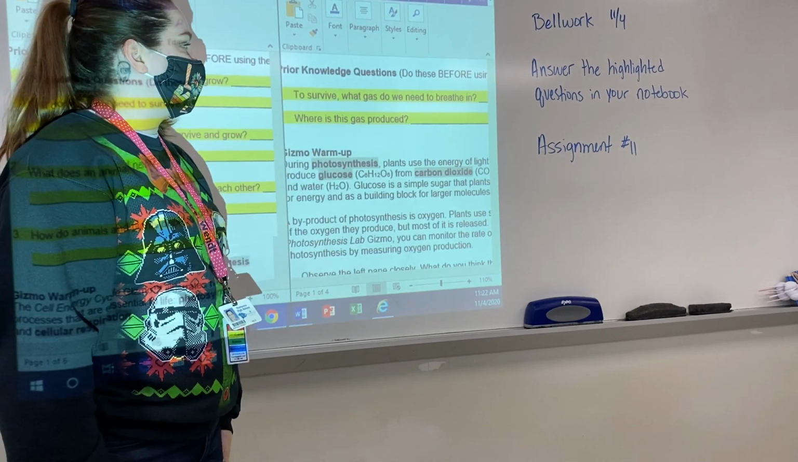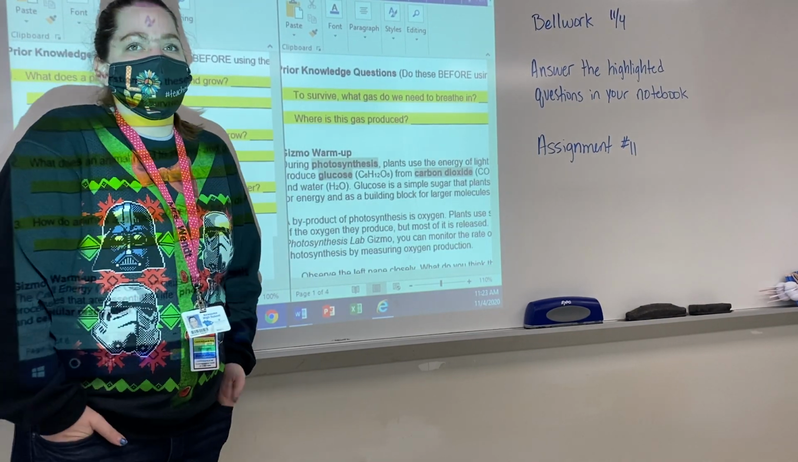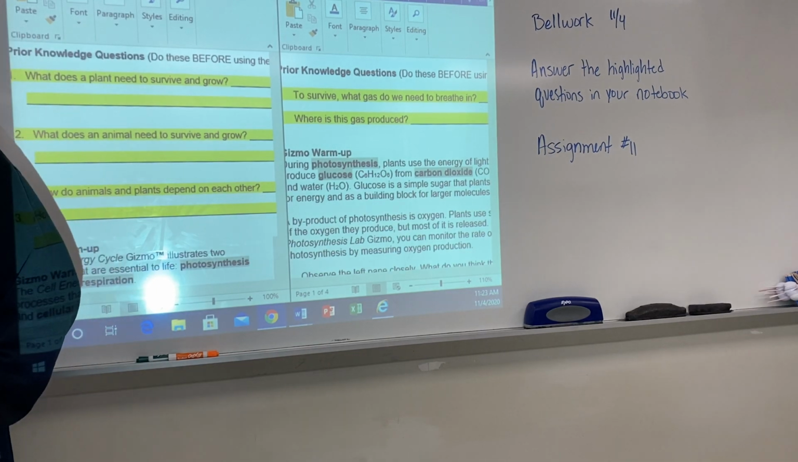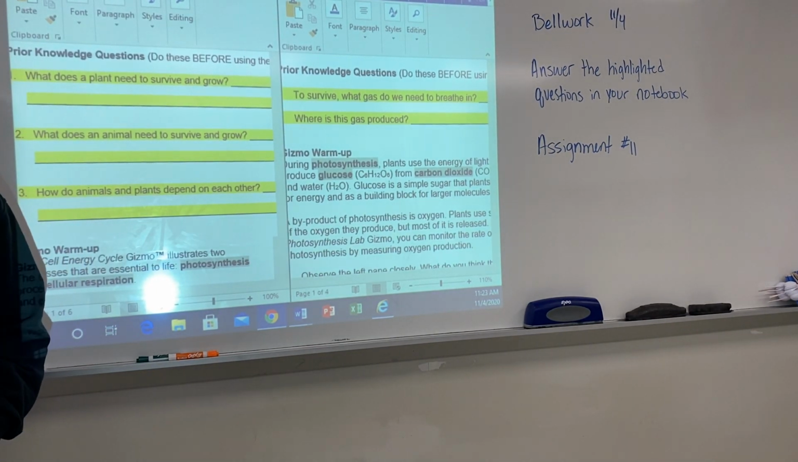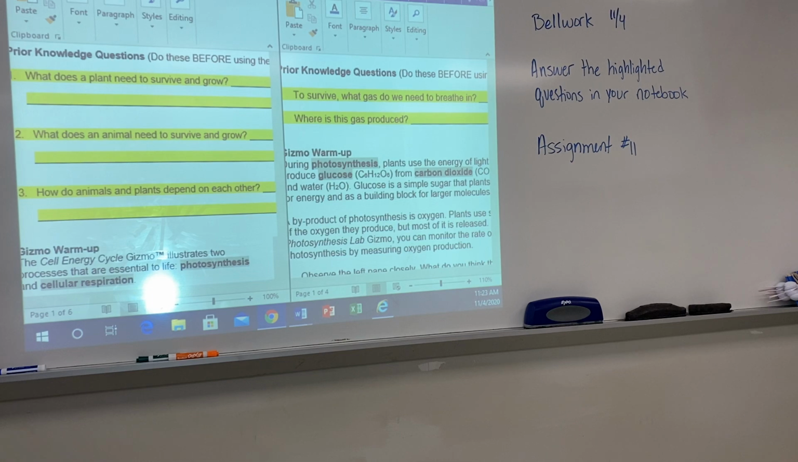To survive, what gas do we need to breathe in? So what do we breathe in? We breathe in oxygen. Where is that oxygen produced? From photosynthesis in plants. Very good.